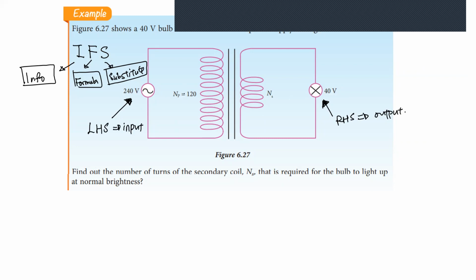Alright, so since the left hand side is input voltage, this is the input voltage. Then here Np would be the primary coil. So remember this, when I say input, it is primary. When I say output, it will be secondary.